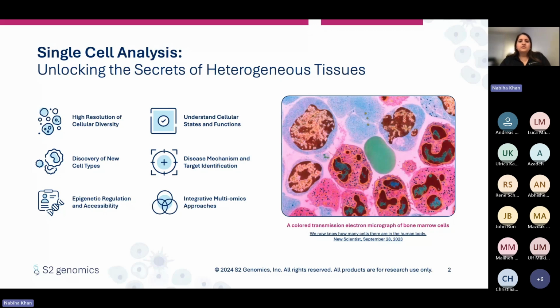So single-cell genomics has transformed our understanding of biological systems. It offers not only high-resolution insights into cellular diversity, but helps us understand cellular states and functions, enables the discovery of new cell types, and so on. Single-cell approaches are invaluable for studying things like disease mechanisms, identifying therapeutic targets, understanding epigenomic regulation, and supporting integrative multi-omic research.